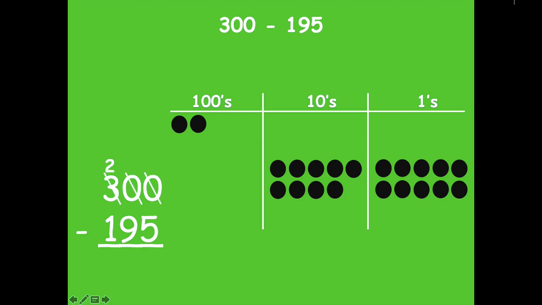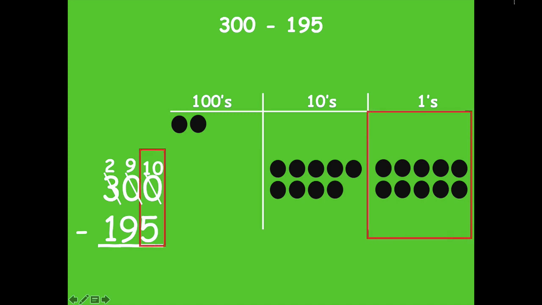Let's model that on our vertical form. So now we're left with 2 hundreds. We have 9 tens and 10 ones. Now we can subtract. We're going to start in the ones place and we're going to subtract 5. So 1, 2, 3, 4, 5. Now we're left with 5 ones.